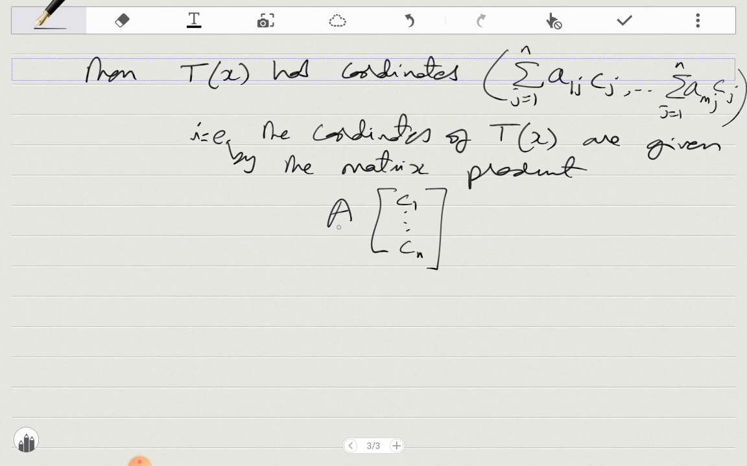So this is an m cross n matrix. This is an n cross 1 matrix. So I'll get an m cross 1 column vector, whose entries are these things here. All this, I assume that you have seen all of this. The reason I'm writing all this is more for recalling notation more than anything else.